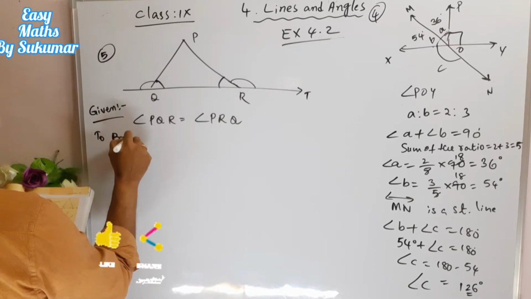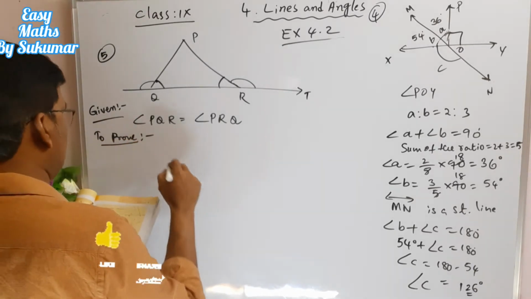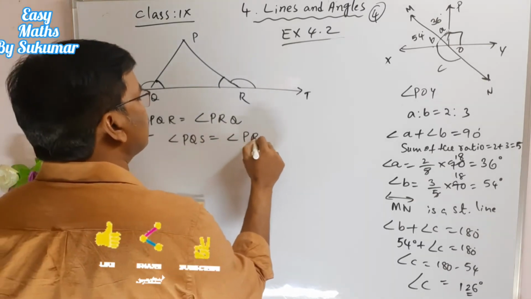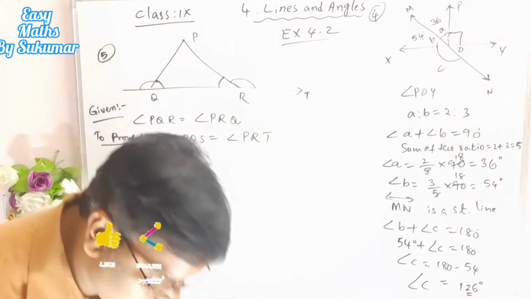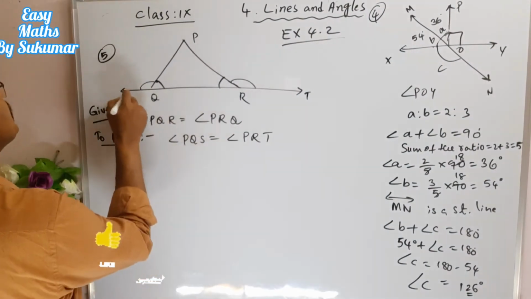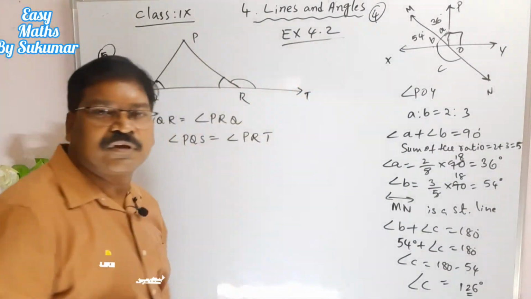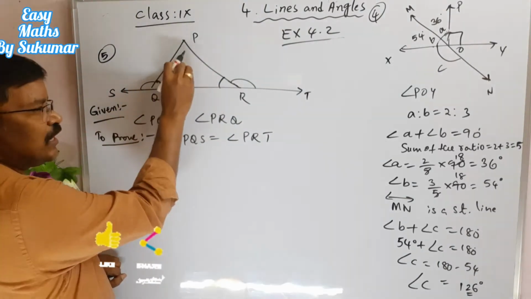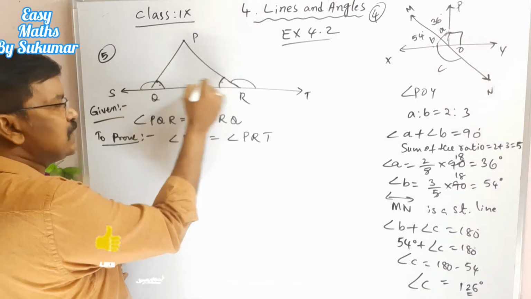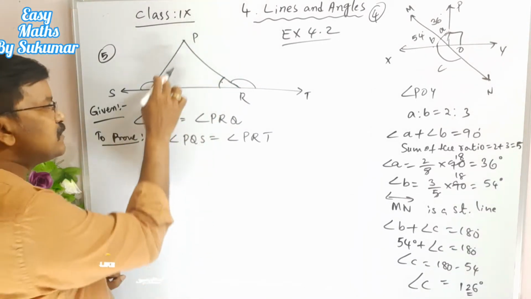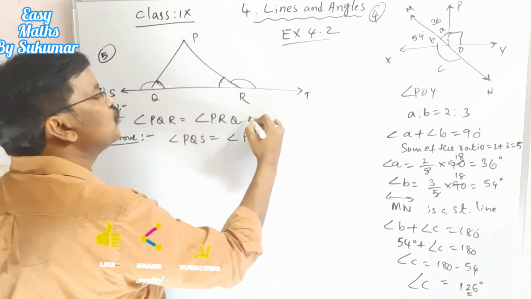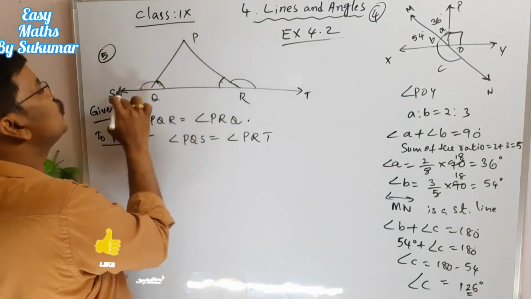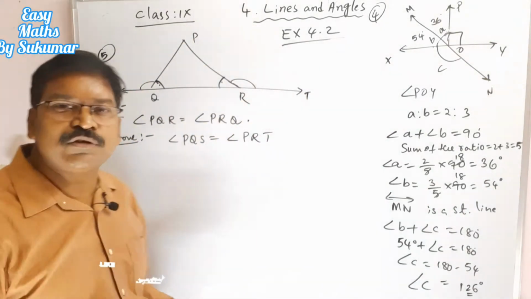To prove angle PQS is equal to angle PRT. PQS and PRT are equal. This is S and this is T. Okay, this is another simple sum. Here in this triangle, these two angles are equal, that means angle PQR and angle PRQ are equal. What we have to prove is that angle PQS and angle PRT are equal to each other.